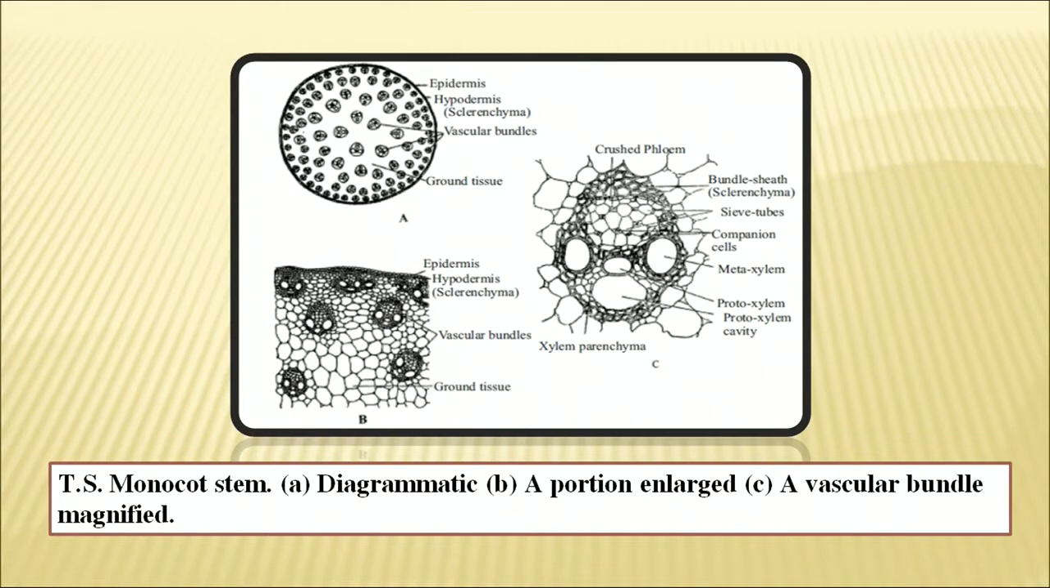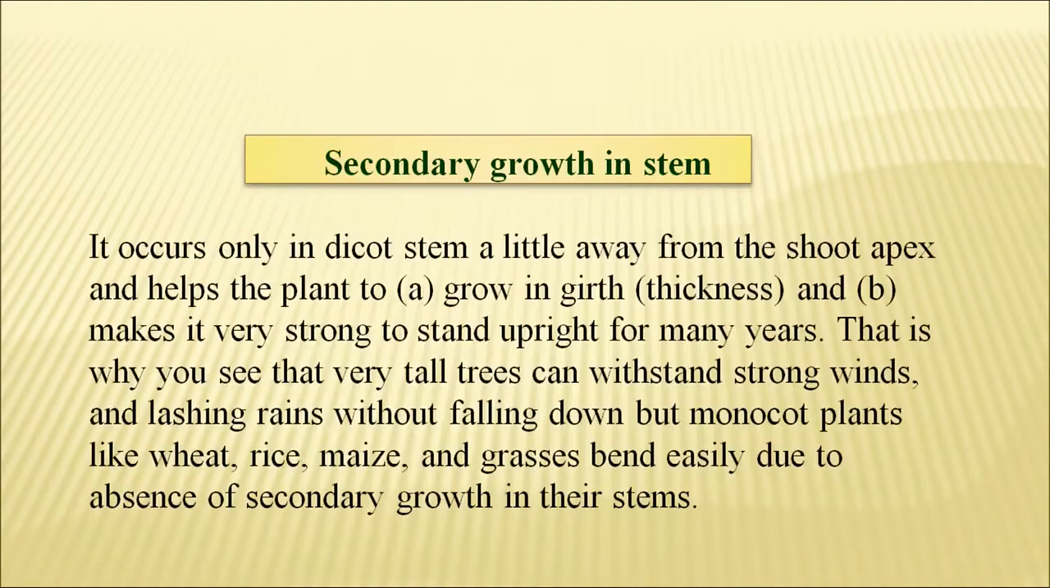And in diagram C, you see there is metaxylem, there is protoxylem, and a Y-shaped arrangement of the xylem. Then there are companion cells and sieve tubes, which represent phloem. Sieve tubes are a component of phloem tissue, and the bundle sheath is sclerenchymatous in nature. Now, you understand sclerenchymatous, I already told you.